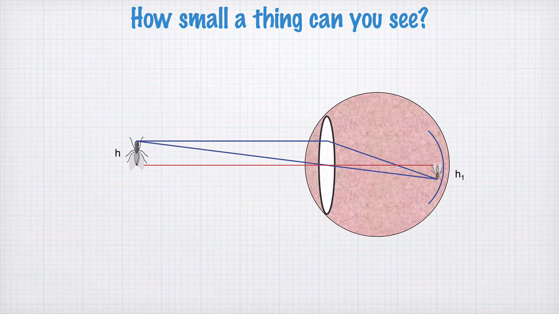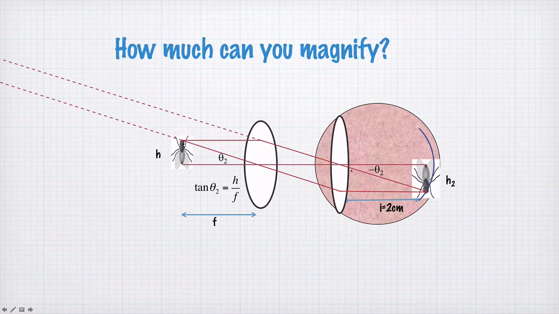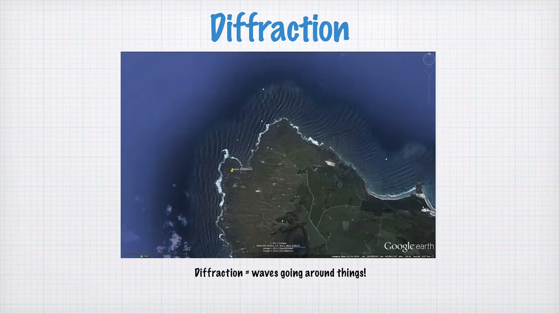Then we'll think about the limits of our own vision. So we look trying to see some small object here. How small an object can we see using our retina and the lens in our eye? How much can we improve it by adding lenses in front of our eyes like magnifying glasses and microscopes? And we'll think about telescopes as well, and looking at things that are a long way away.